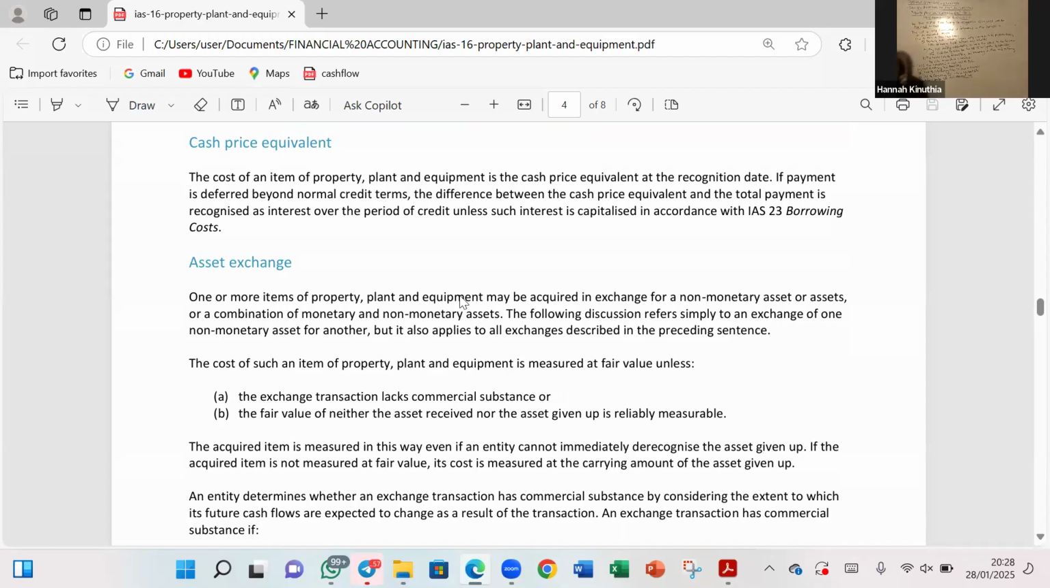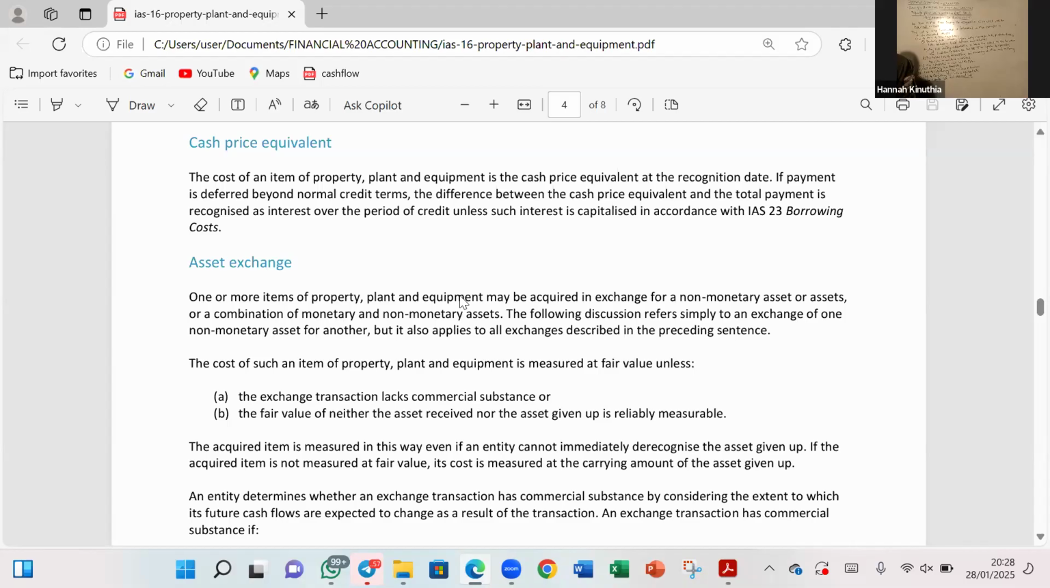Okay, so cash price equivalent. Now what's cash price equivalent? The cash price equivalent is the cost of the PPE. So when we talk about the cash price equivalent, we refer to the cost of an item, that is, the cost of an item of PPE is such that the cash price equivalent at the recognition date. So this one is the cost at the recognition date.